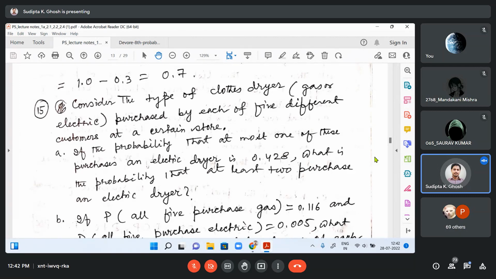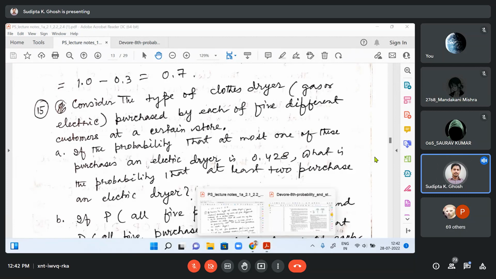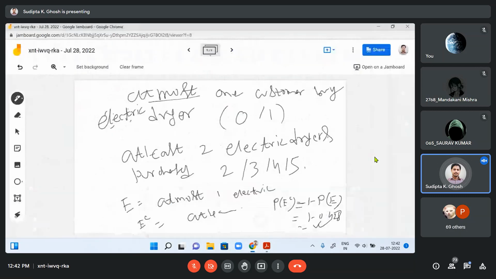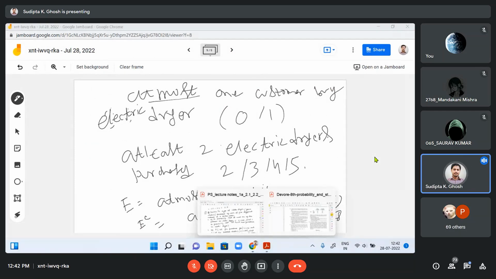So they have asked, what is the probability that at least 2 purchased an electric dryer, at least. So that's why I have written here probability of E complement. It is given by 1 minus 0.428 and you are getting the number. Now moving to the second part.